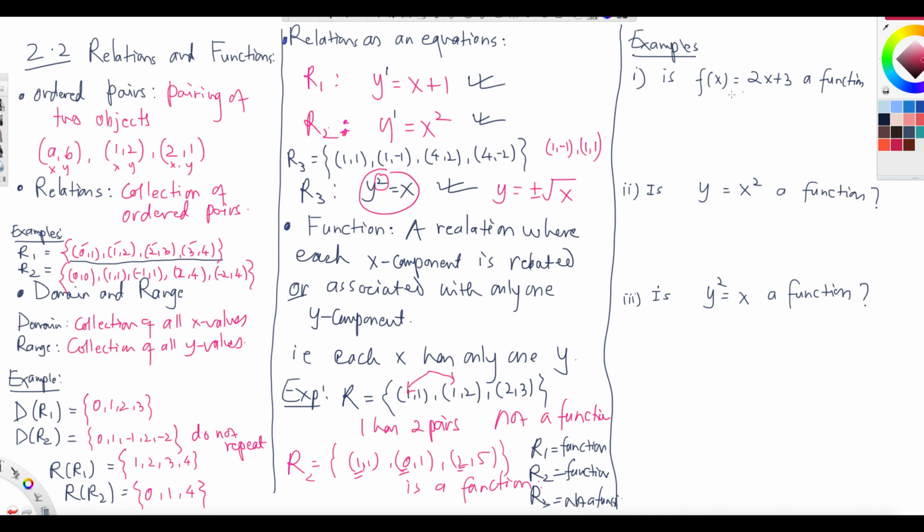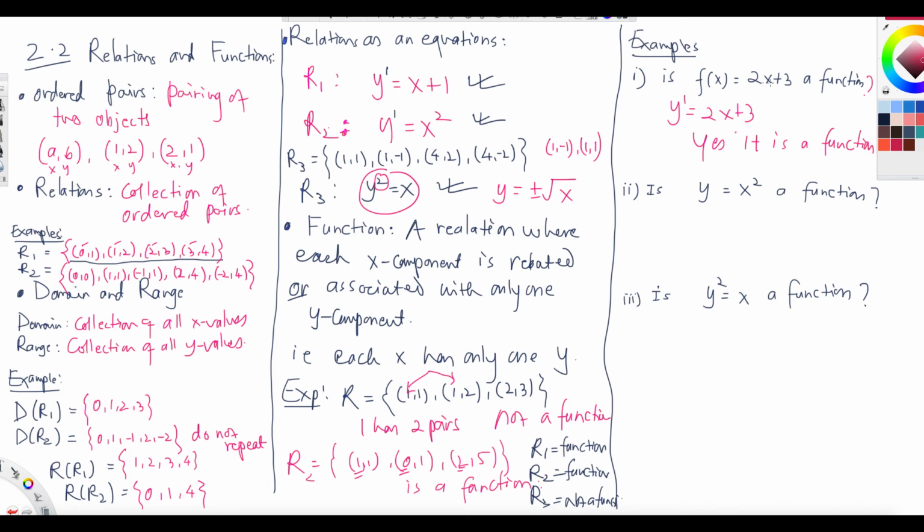Okay, let us look at this. f(x) equals 2x plus 3. Is it a function? That's the question, right? So it is y equals 2x plus 3. So the exponent of y is odd. So it is a function. Yes, it is a function. This is one way of checking the function.